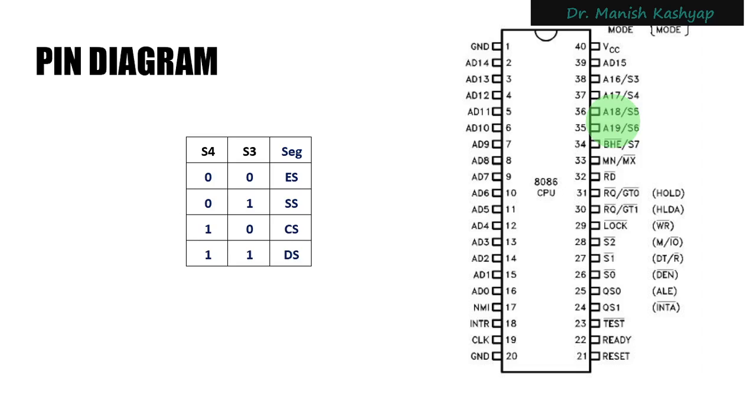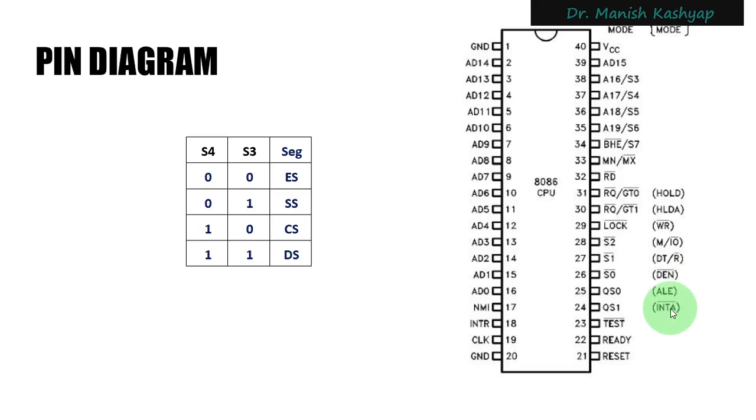In the T1 state, we already know that addresses will be passed, and after the T1 state, on these address and data lines, your data will be passed. So this ALE signal is used for latching of that address and data. So it is also similar to that.